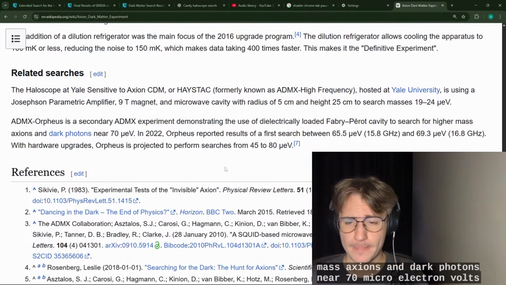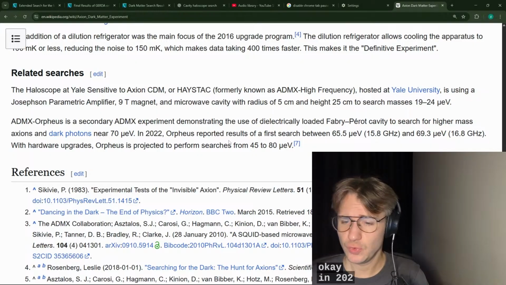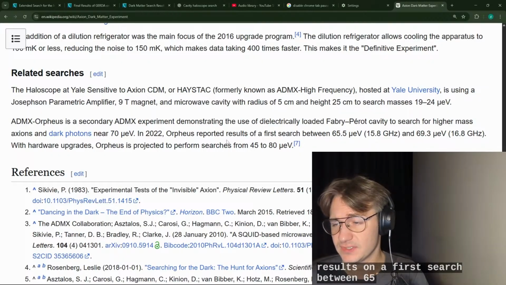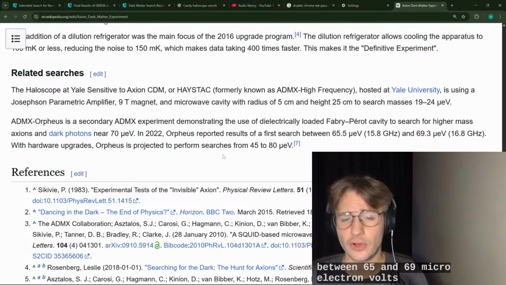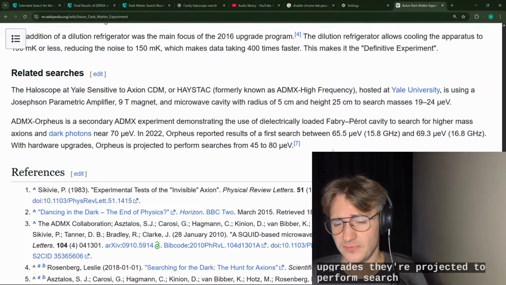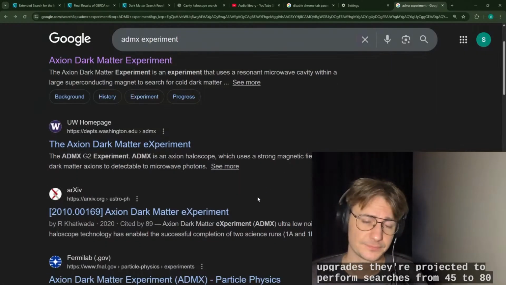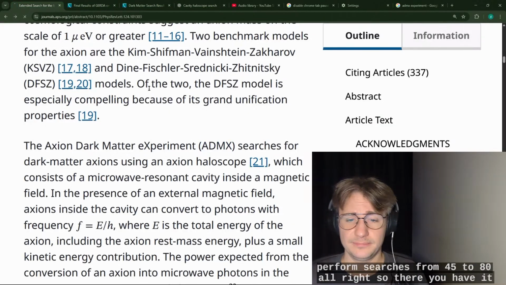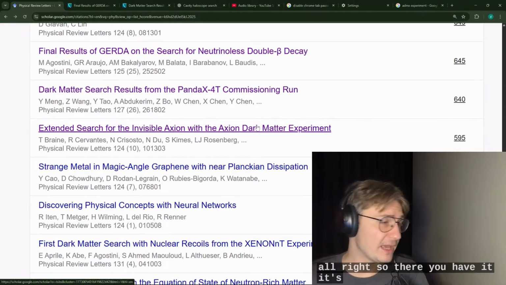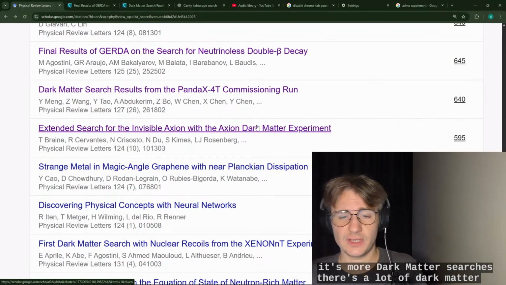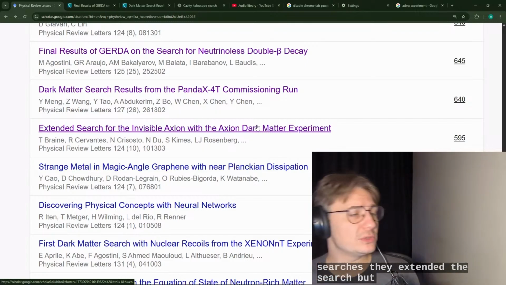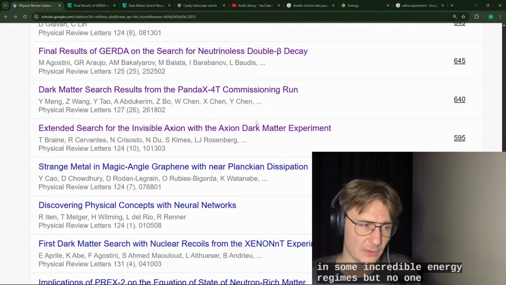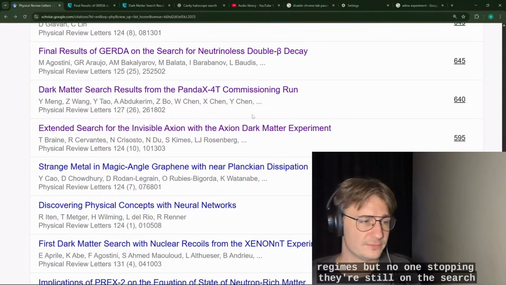Okay. In 2022, Orpheus reported results on a first search between 65 and 69 microelectron volts. With hardware upgrades, they're projected to perform searches from 45 to 80. All right, so there you have it. It's more dark matter searches. There's a lot of dark matter searches. They extended the search, but no one's found anything. And we've searched now in some incredible energy regimes, but no one's stopping. They're still on the search.